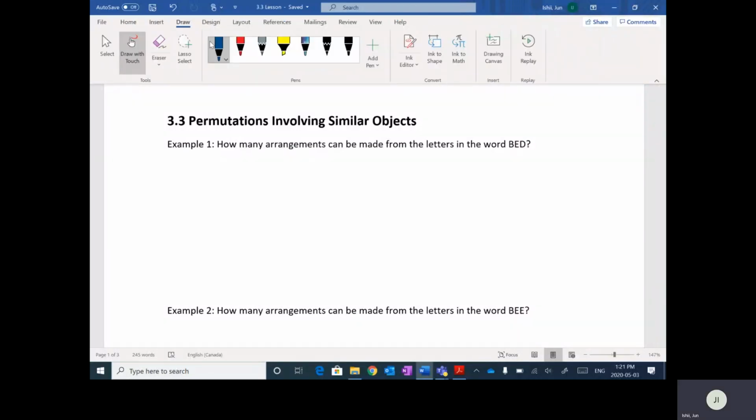Okay, so the next lesson is on something called permutations involving similar objects. We'll just jump straight into the first example, and this example should be a bit of a review. It has nothing to do with similar objects quite yet. What I do with the second example is implement this concept of similar objects, but I'd like to use the first one as an example.